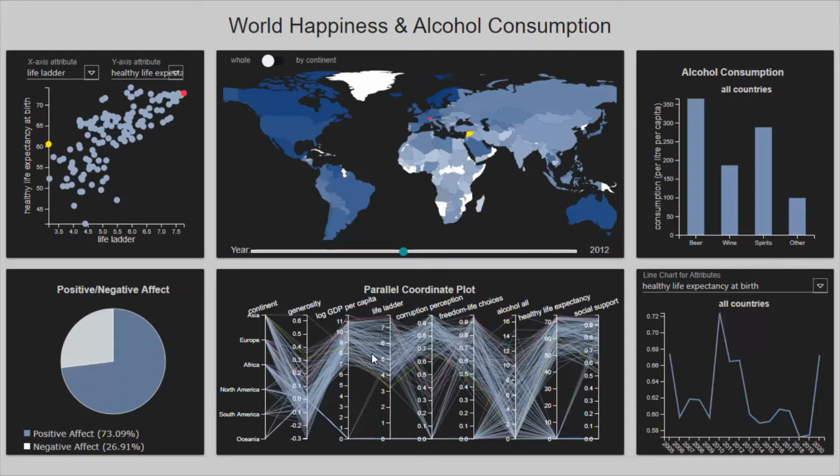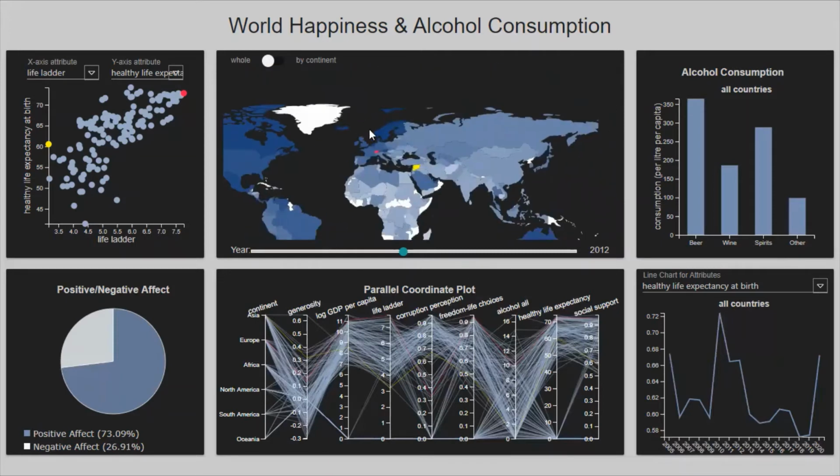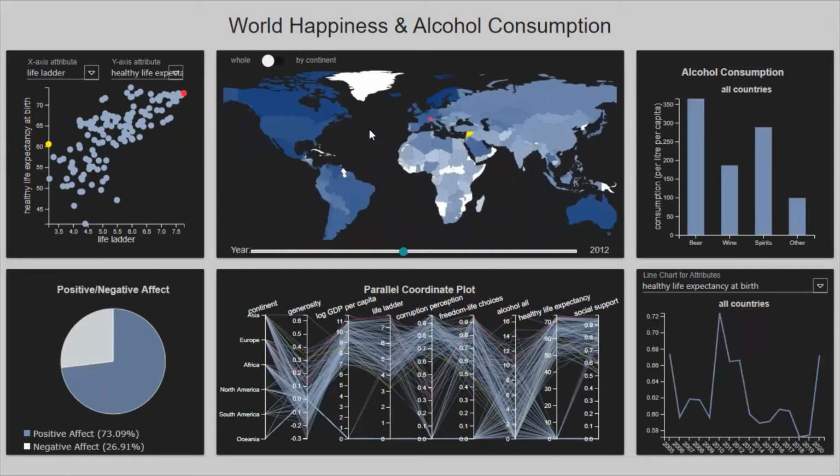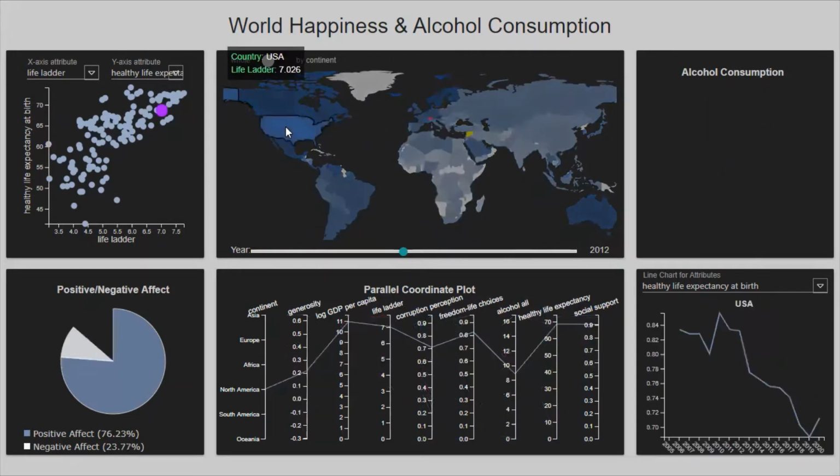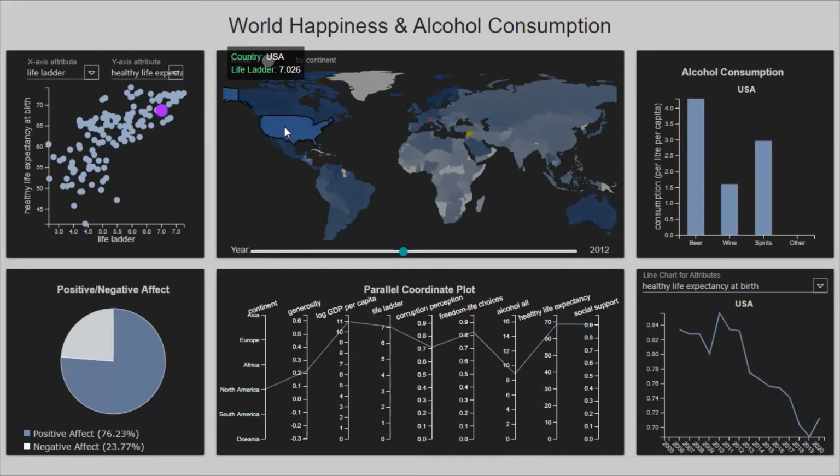Now I'll briefly explain the functionality of the plots and our dashboard. The map in the top middle here is a choropleth map where each country is colored with different intensity according to their life ladder or happiness scores. When a user clicks any country, all other plots will be updated with respect to the data points of that country.